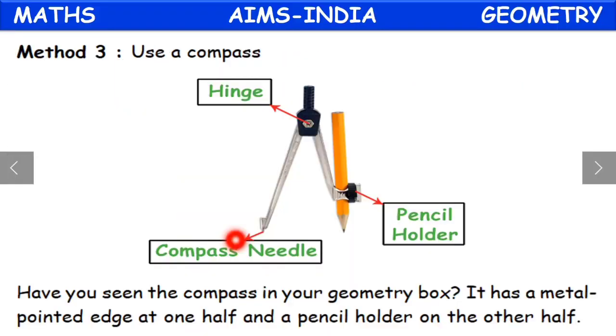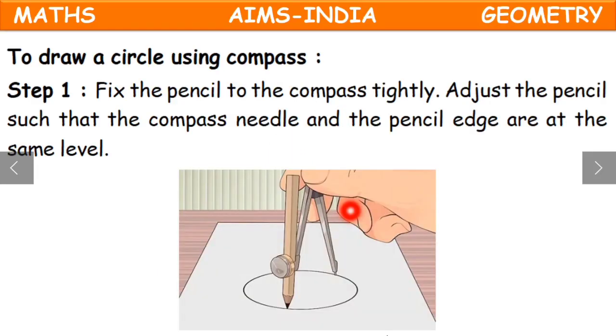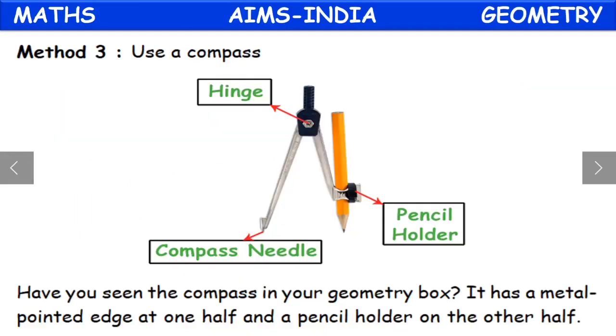Now this is about the compass. How to use a compass? A compass has a hinge. It has a metal pointed edge on one half and then a pencil holder on the other half. Now how to draw a circle using this compass? Fix the pencil to the compass tightly. Adjust the pencil such that the compass needle and the pencil edge are at the same level.